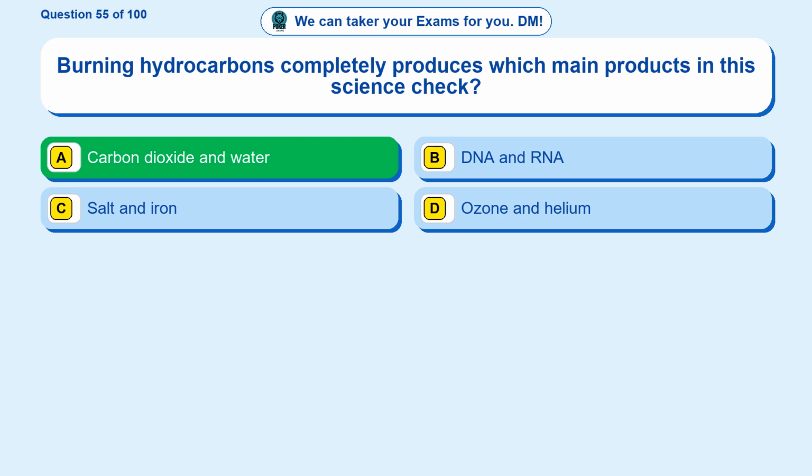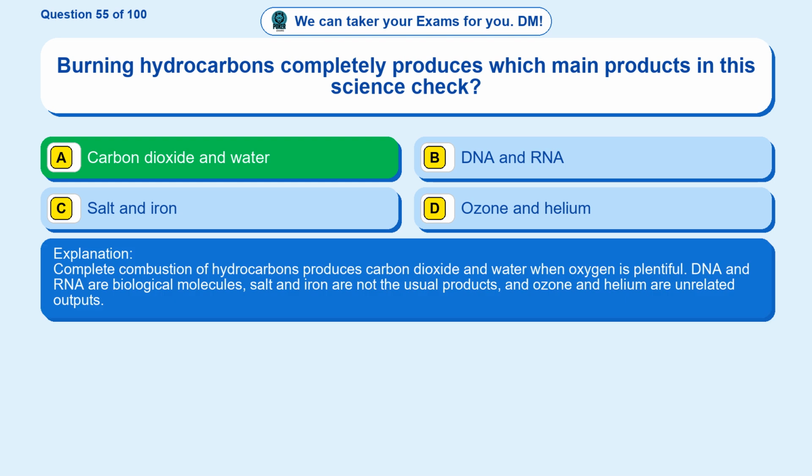Carbon dioxide and water. Complete combustion of hydrocarbons produces carbon dioxide and water when oxygen is plentiful. DNA and RNA are biological molecules, salt and iron are not the usual products, and ozone and helium are unrelated outputs.